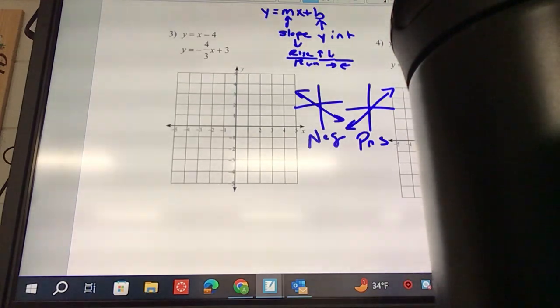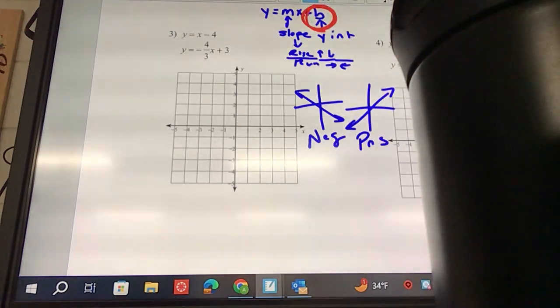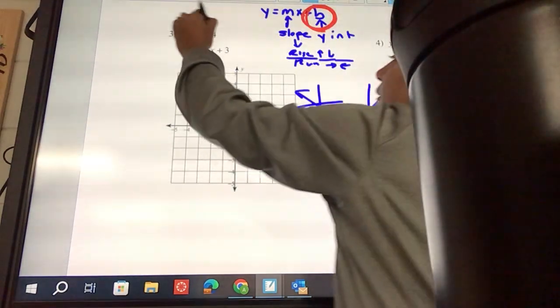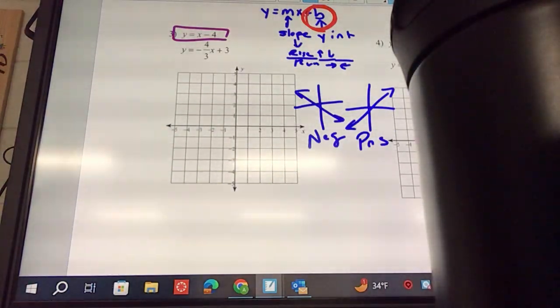When we're graphing, it is very, very important. You have to graph the b first. This gets graphed first. So we're just going to graph this very first one. Right here, we're going to graph this guy, and so we're going to graph the b first.